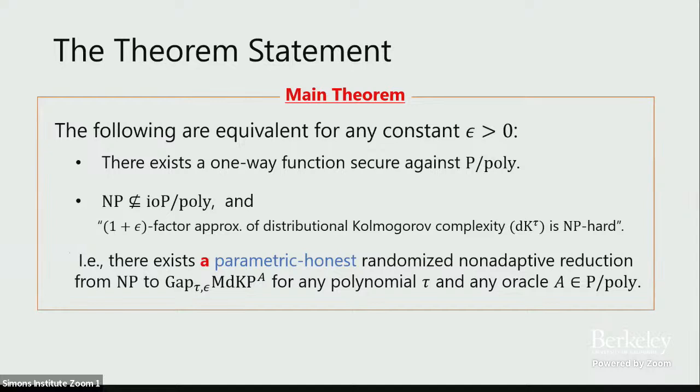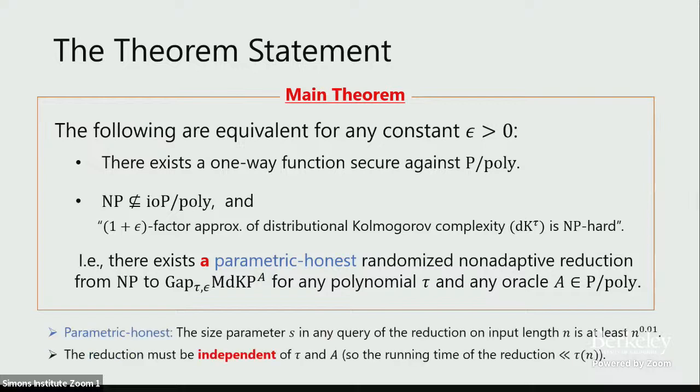The meaning of this NP-hardness is that there is a parametric honest randomized non-adaptive reduction from NP to the gap MDKP problem, which I defined in the previous slide, for any polynomial tau and any polynomial size circuit A. That's formal. The reduction is independent of the oracle A. That's a very important point. This reduction must not depend on any polynomial and any oracle. So the reduction must be independent of tau and A. In particular, this means that the running time of the reduction is sufficiently smaller than tau, where tau is the parameter of the distribution.